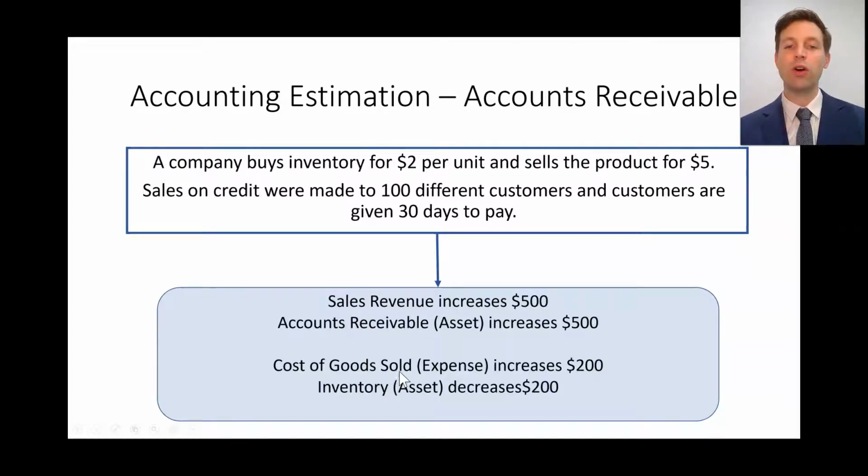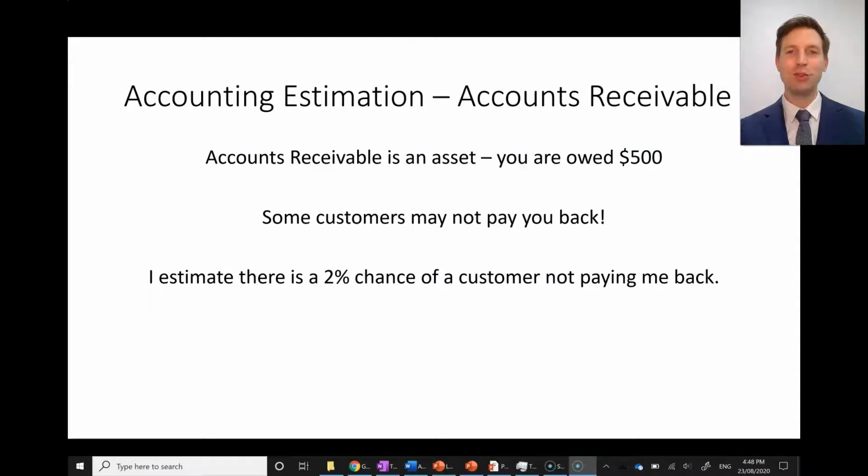We would also record a cost of goods sold expense on the profit and loss statement of $200, and our inventory asset would decrease by $200 as well. So accounts receivable is an asset, and from this transaction, you're owed $500. So you've got this accounts receivable asset of $500, 100 customers owing you $5 each. However, we know in reality that sometimes customers will be unable to pay you back. They may get into financial difficulties and go bankrupt. They may go to jail, pass away. There's all sorts of reasons why customers may not be able to pay you their money back.